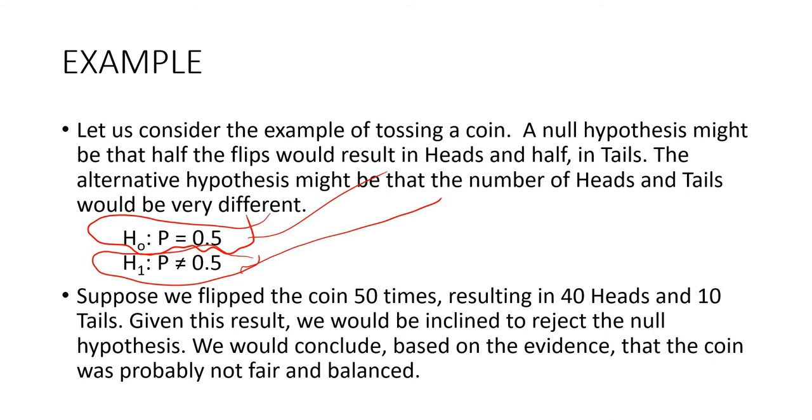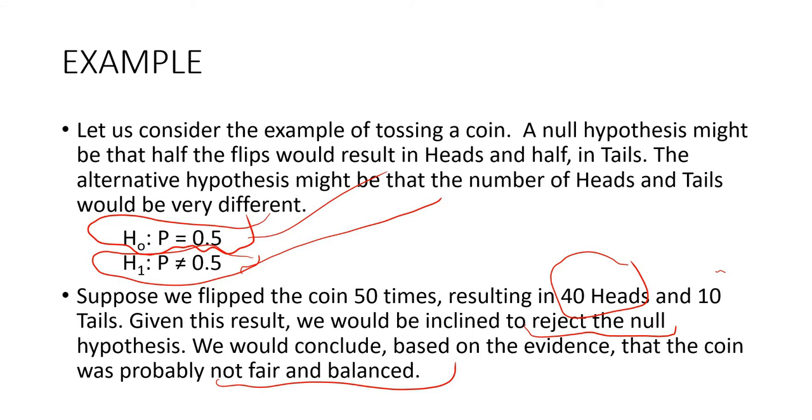Suppose we flip the coin 50 times, resulting in 40 heads and 10 tails. Given this result, we would be inclined to reject the null hypothesis. We assumed that's what is really happening, but in our experiment we have to reject the null hypothesis because we got a result of 40 heads and 10 tails. Then we would conclude based on this evidence that the coin was probably not fair and balanced. Some problem with the coin.